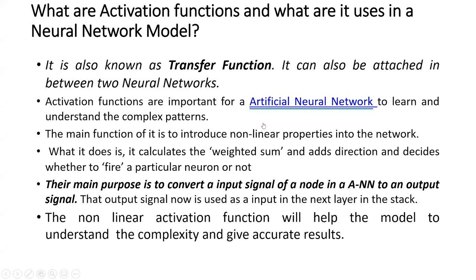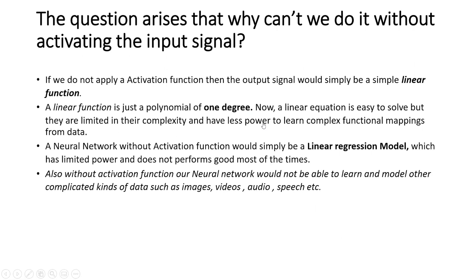And what it does is it passes these signals from one node or one neuron to the other. Now the nonlinear activation function will help the neuron model to understand the complexity and give accurate results. Just like we have seen nonlinear models in machine learning, like decision trees and random forest, here also we have nonlinear activation functions, which basically help the model to understand the complexity, right?